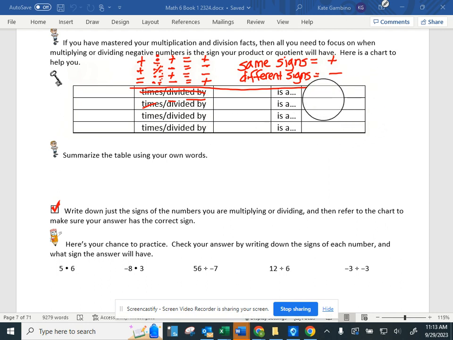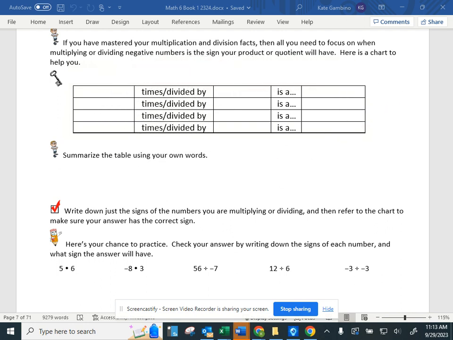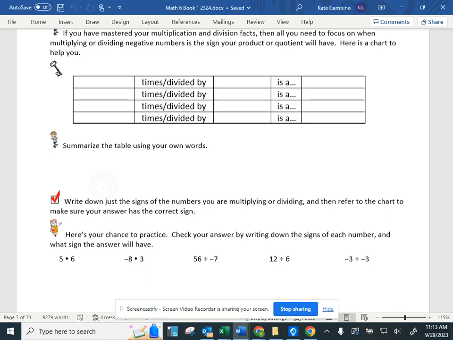So positive, positive equals positive, negative, negative equals positive, different signs with the positive and the negative, it will equal a negative. And then you need to be able to do the math. So if it's negative 3 times negative 27, you look and say negative, negative, it'll be a positive, and then 3 times 27.